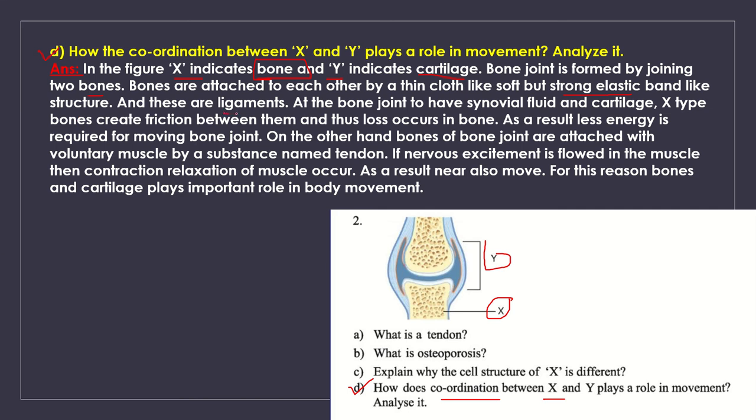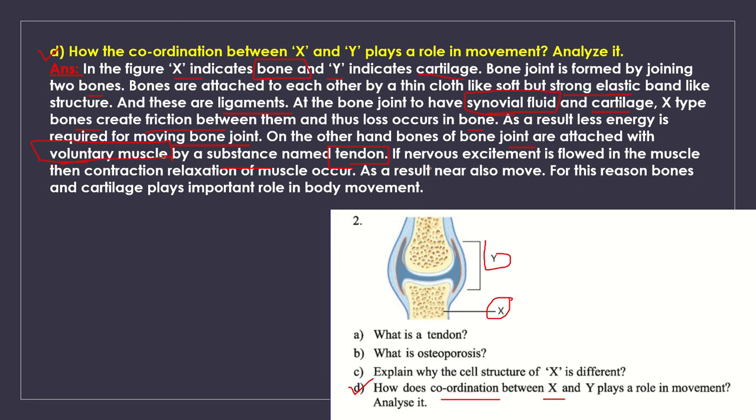So these are ligaments. At the bone joint, there is some synovial fluid and cartilage. So X, that is the tie bones, create friction between them, and that loss occurs in bone. So as a result, less energy is required for moving the bone joint. On the other hand, bones of the bone joint are attached with voluntary muscles by a substance named tendon.